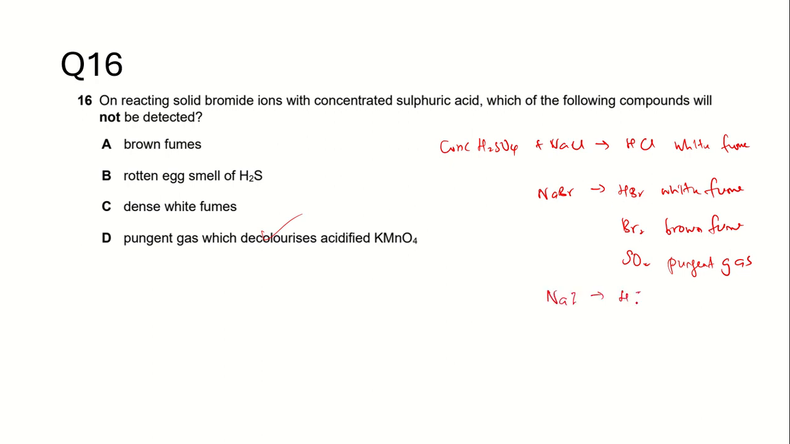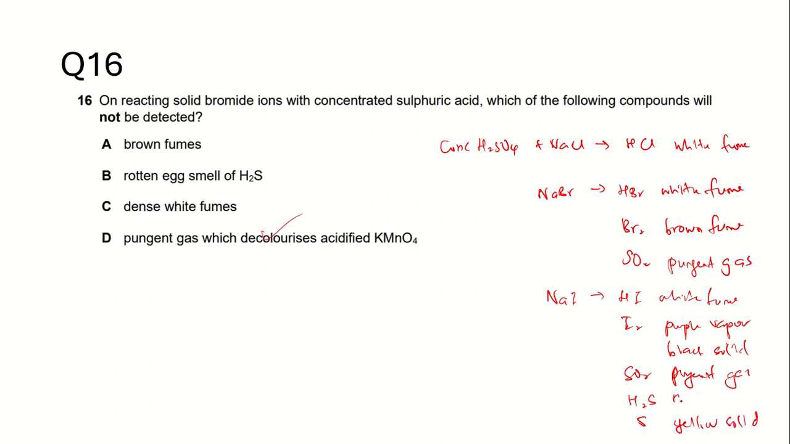Right. With NaI, more complicated: HI, white film. I2, the purple vapor or black solid. You see SO2 also, pungent gas. Now I'm just showing you all of them. I know for iodide one is not required, chloride also not required. I just want to show you everything. You have H2S, you have sulfur, yellow solid. Okay, this is a rotten egg smell.